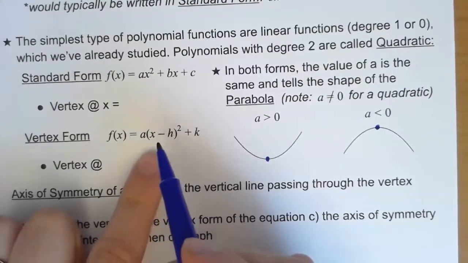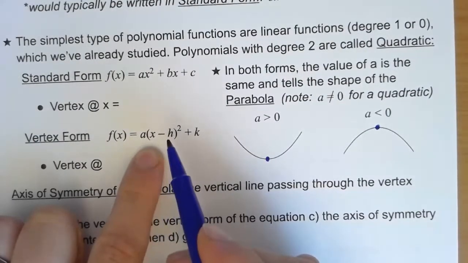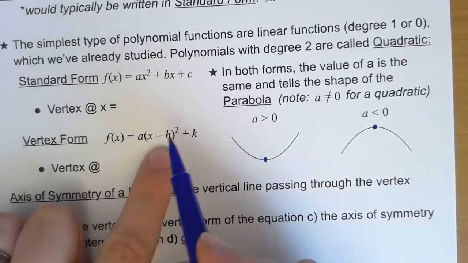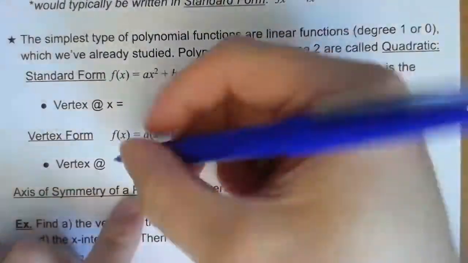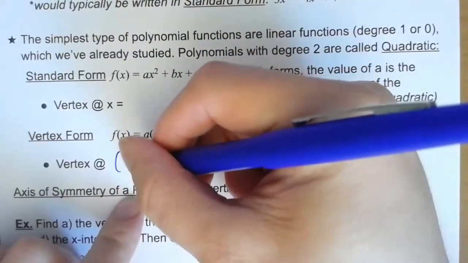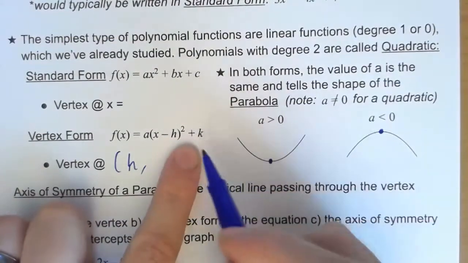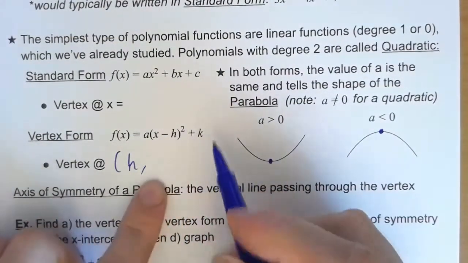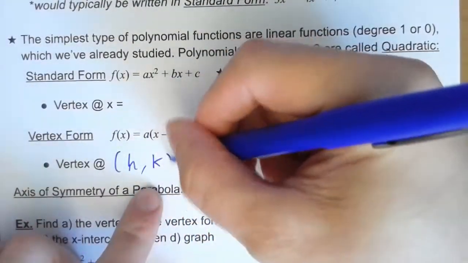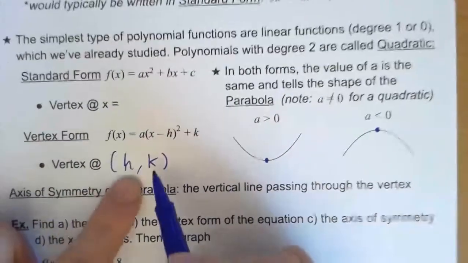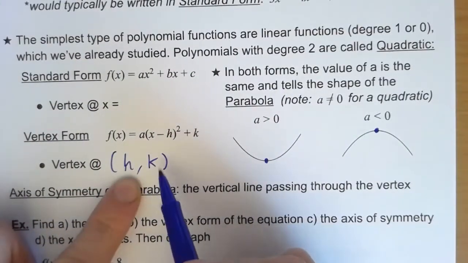So x minus h, if that was like x minus 5, that would go with x equals 5. This h right here is going to be the x of the vertex. And then the plus k, that's going to be how much it shifts up or down. That's going to be the y of the vertex. So we call this vertex form because it shows you the vertex directly.